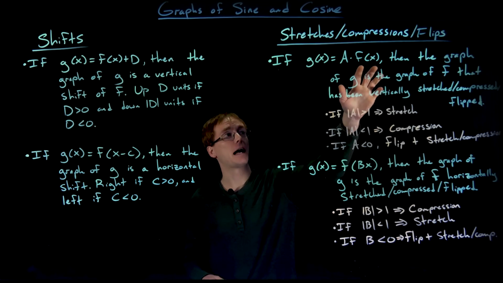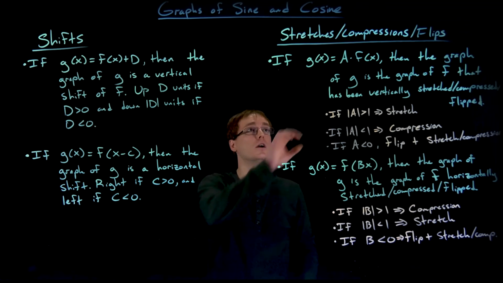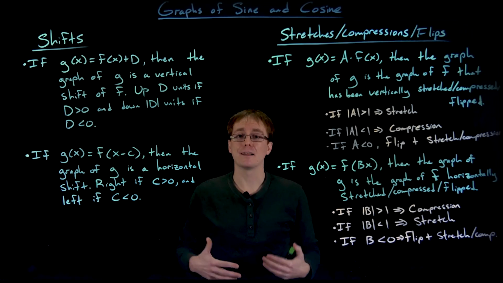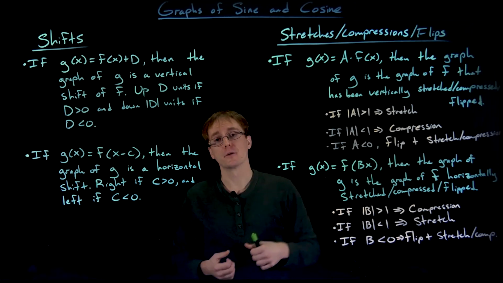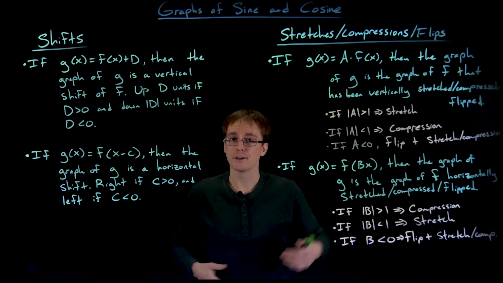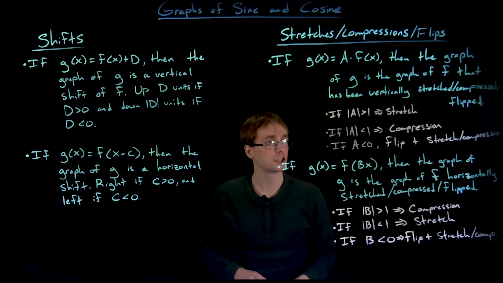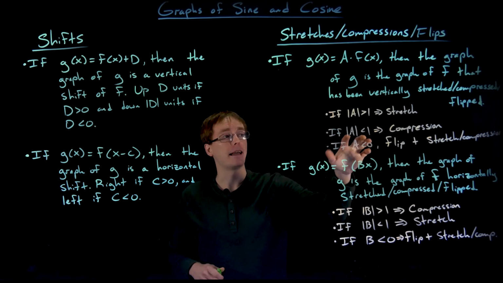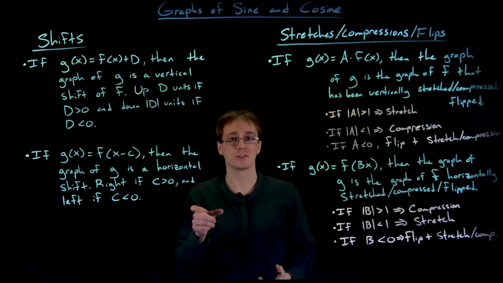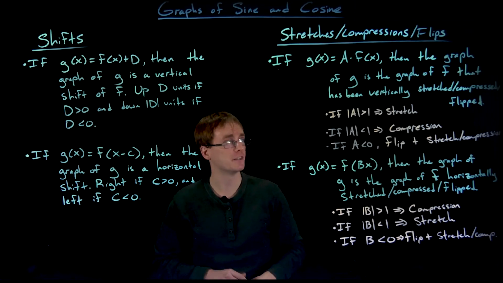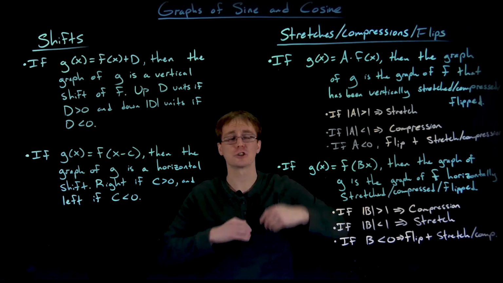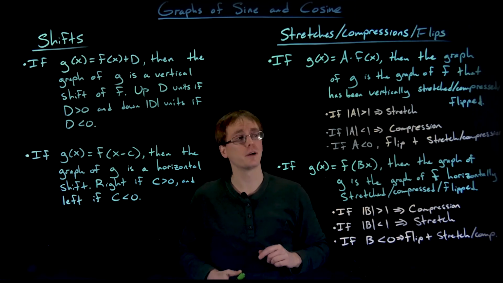Again, think of f of x as y values. We're just multiplying all of our y values by a. If a is bigger than 1, our y values get bigger, and that causes a vertical stretch. If the absolute value of a is less than 1, so we're multiplying by some small number, like a small fraction, that's going to cause our y values to shrink and cause a vertical compression.